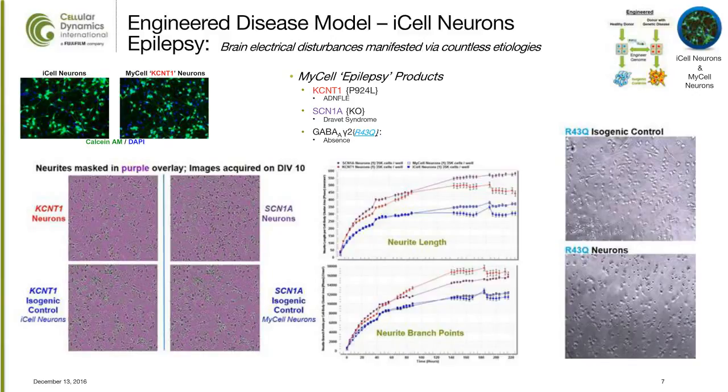evaluation of neurite outgrowth is that the KCNT1 and SCN1A neurons both show increased neurite length and neurite branch points compared to their control conditions. This is suggestive of more dendritic outgrowth and more synaptic availability, which could be a measure of epilepsy.